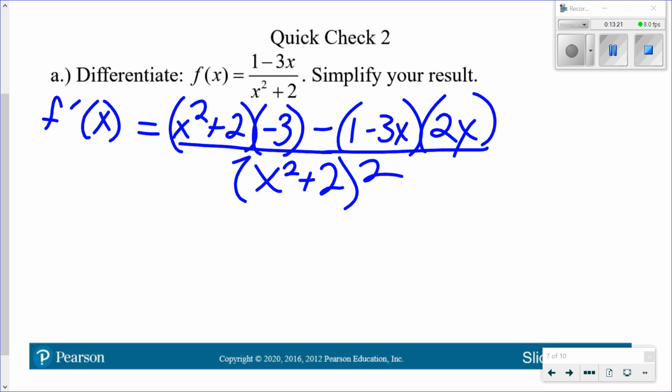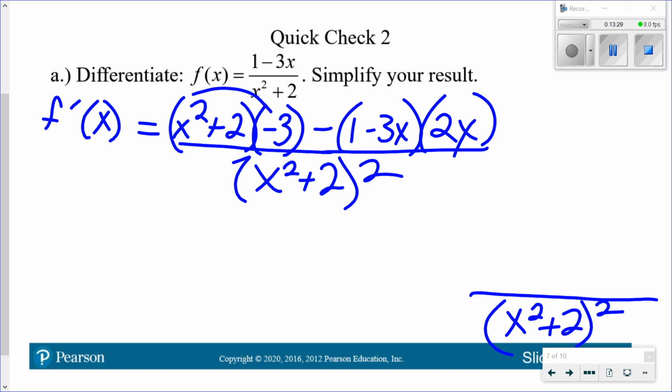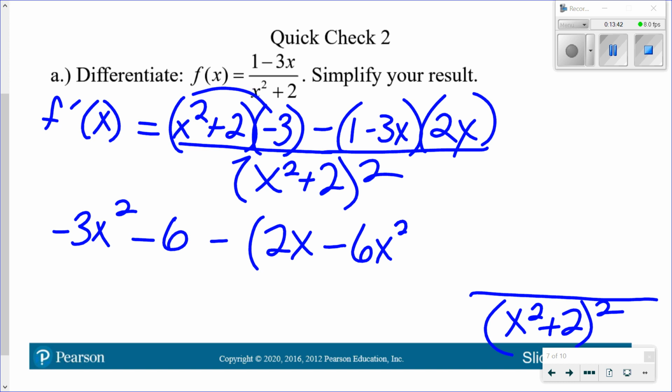Okay, so I'm going to go ahead and make an answer space over here, x squared plus 2 squared. And let's do the work. So I'm going to have negative 3x squared minus 6 minus, and that's going to be 2x minus 6x squared. Distribute that negative.